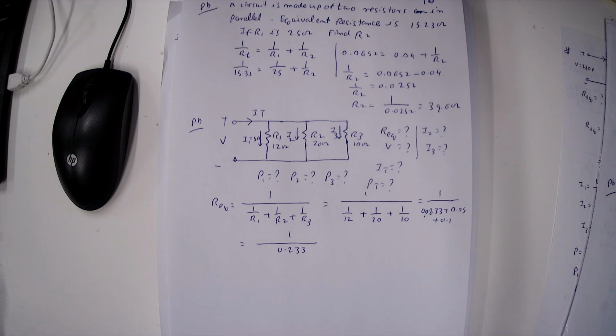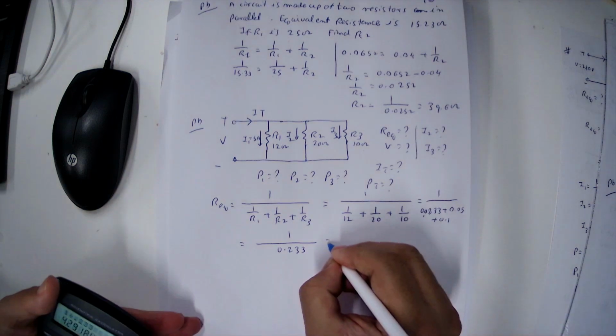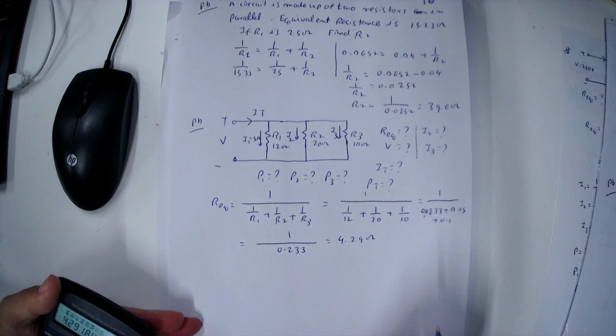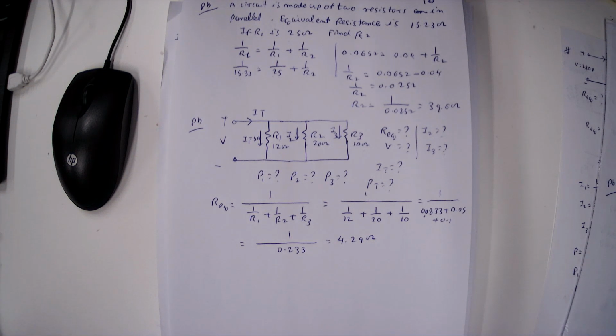So we got 4.29 ohm. So the resistance is 4.29 ohm. And we also have to calculate the applied voltage.